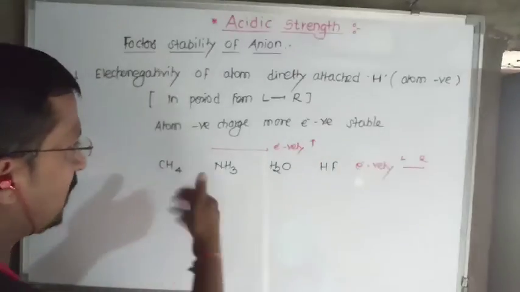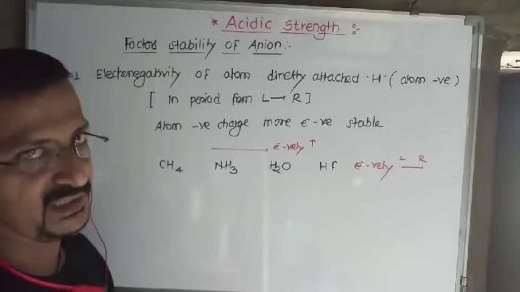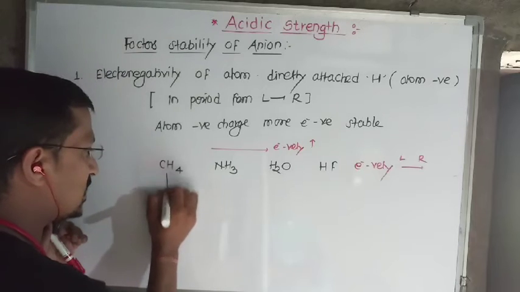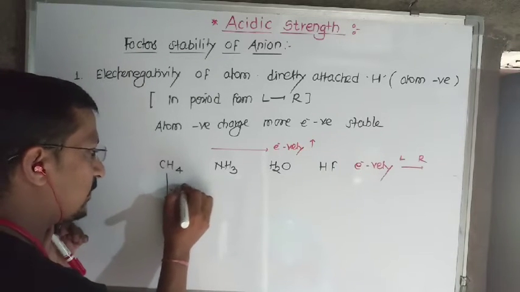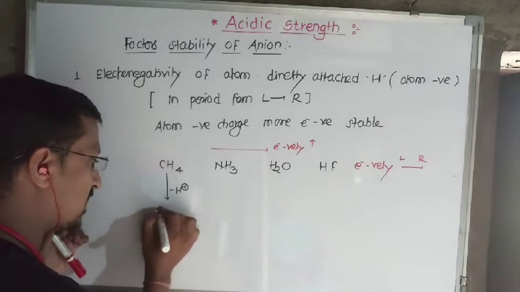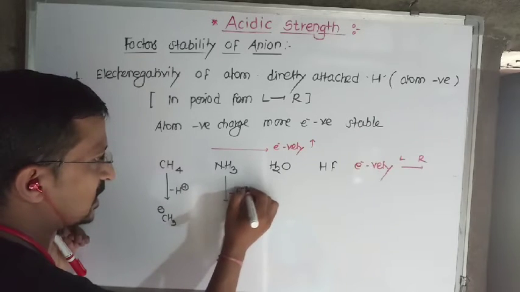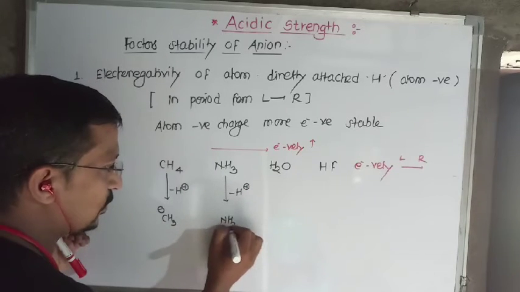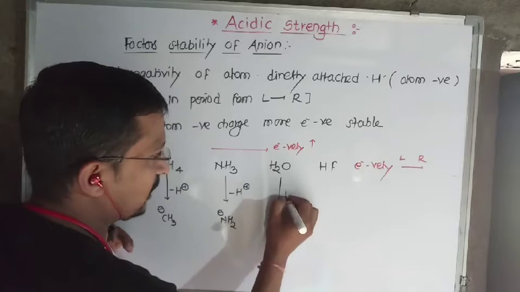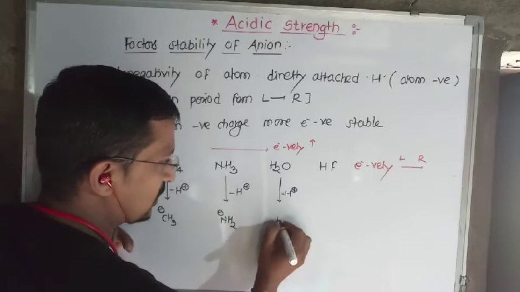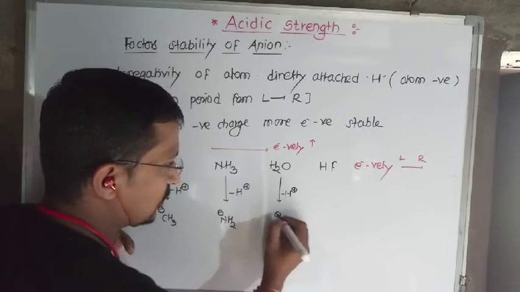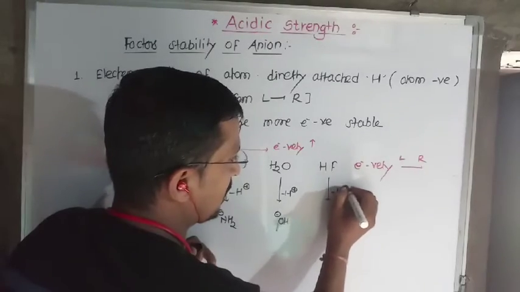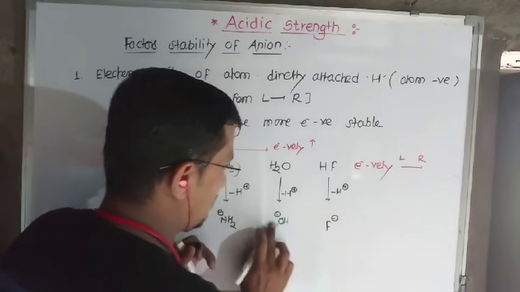Now just remove one proton from each case. If you remove one H plus, CH4 forms CH3 minus. Here also, remove one H plus, it becomes NH2 minus. Remove one H plus here, it becomes OH minus. Remove one H plus, it becomes F minus.